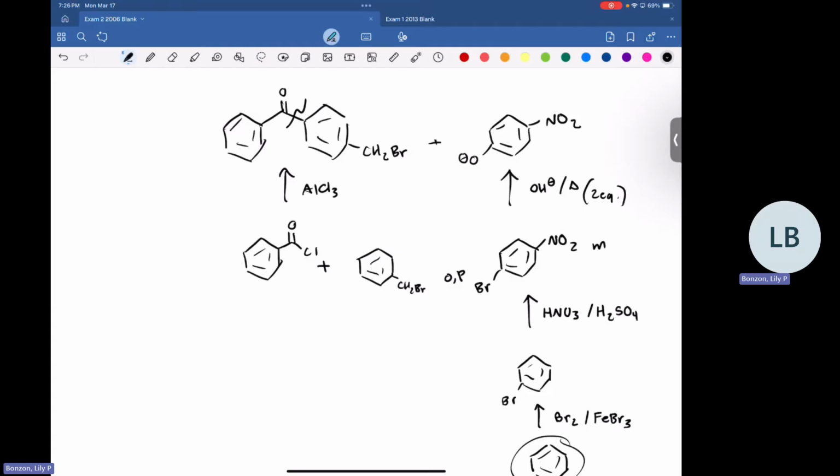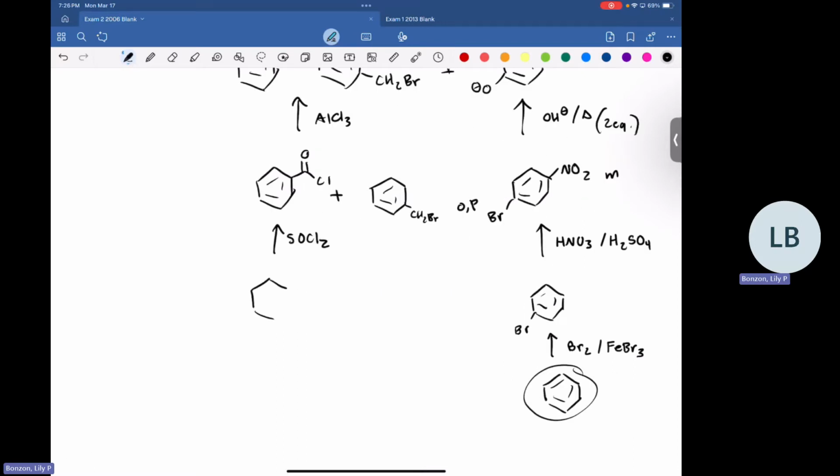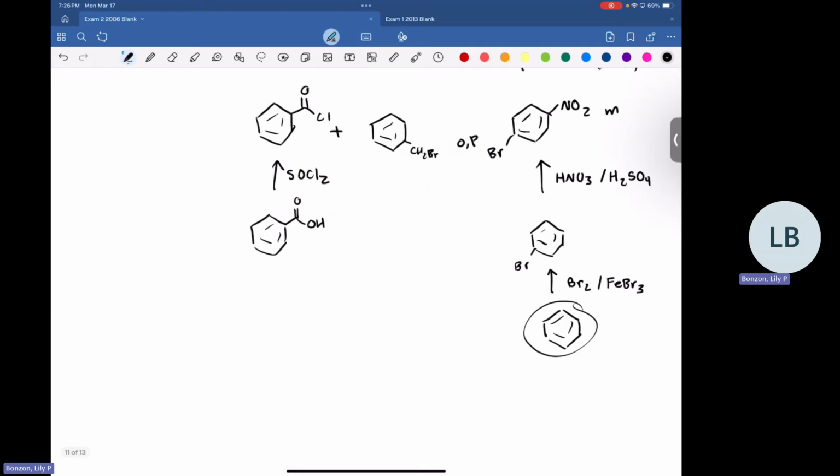All right. So for the acyl chloride, we're going to have to use a reagent that will turn it into a carboxylic acid. In this case, we can use SOCl2. And then from here, we need to somehow get this 1 carbon carboxylic acid on here. What we can do is turn it back into an aldehyde and then do our Gattermann-Koch reaction to get it back to the benzene.